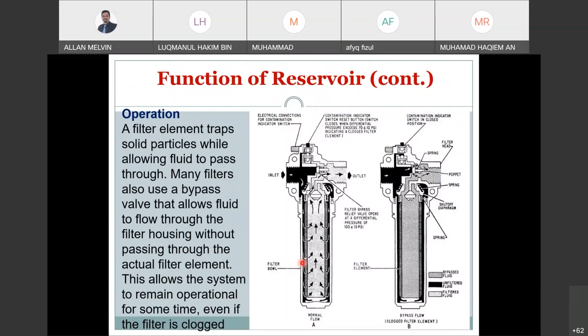Here is the function of the reservoir. This is like a filter tank. The oil will enter, it will come to the sides and you have the filtering material. So only the one with the proper micron size will enter inside and supply to the outlet or to the system. Read here. Many filters also use a bypass valve, which allows flow to go through the filter. So you need to clean the filter always, to remove the collected debris.